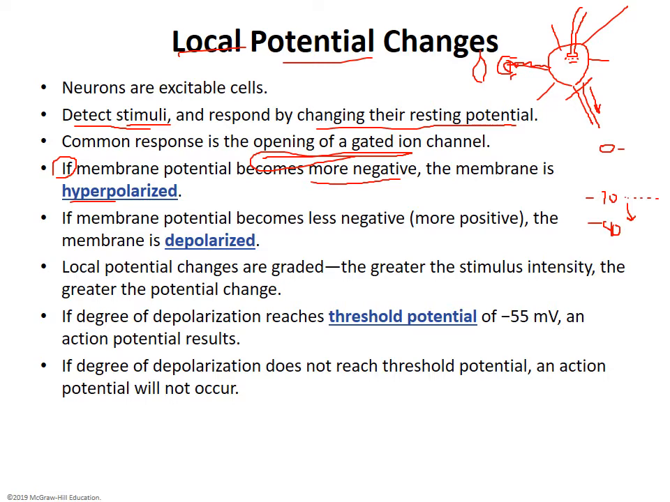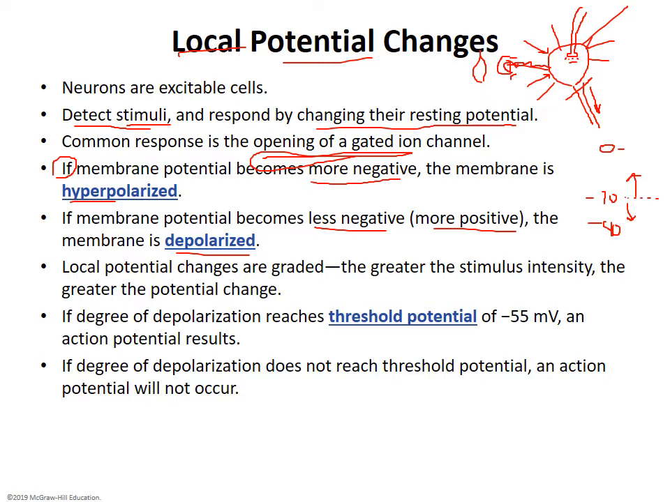If that goes closer to 0 or becomes less negative, that is called depolarization. Less negative, which is another way of saying more positive, is a depolarization. And so I've got all of these local potential changes coming in. And now neuron cell bodies, like in your cranial cavity, the central nervous system, your brain, each individual neuron is going to have tens of thousands of things attached to it that are giving it information. So it's got a lot of local potential changes.